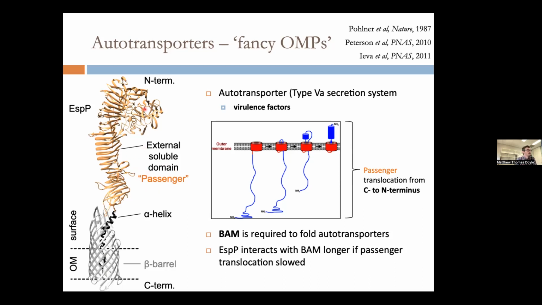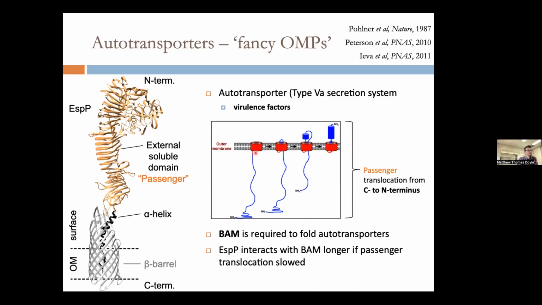And the one that I'm depicting here is called ESPP, from enterohemorrhagic E. coli. And we've used this for a long time as a model protein to study what is going on in the assembly process in the outer membrane. So initially it was thought that autotransporters transport themselves, hence the name. So you'd get the barrel inserting into the outer membrane, and then that barrel would act as the pore to secrete from C to N terminus, the passenger, to the external surface.